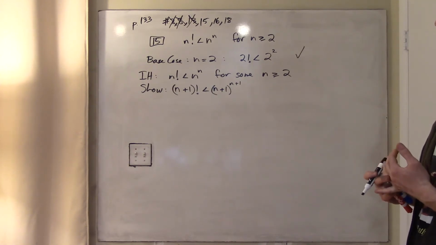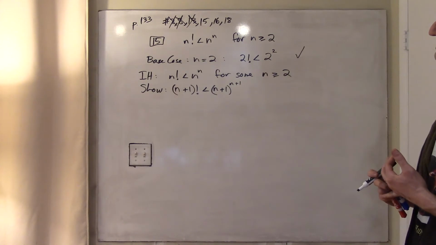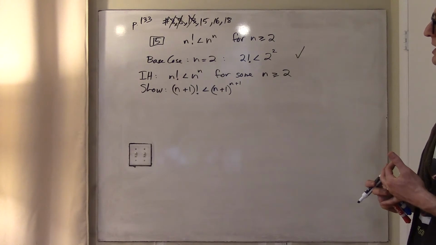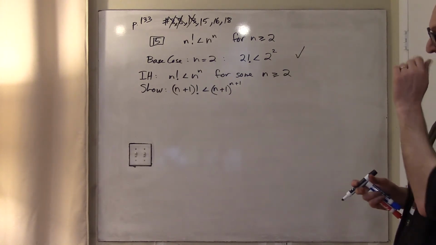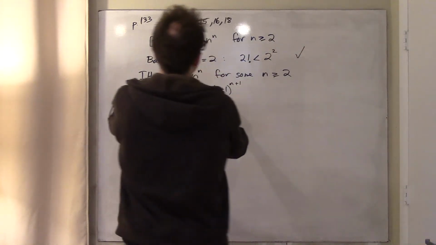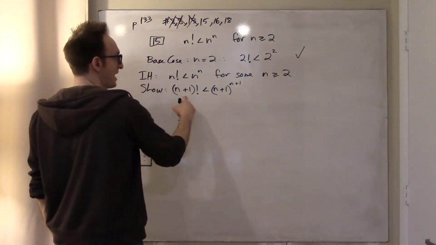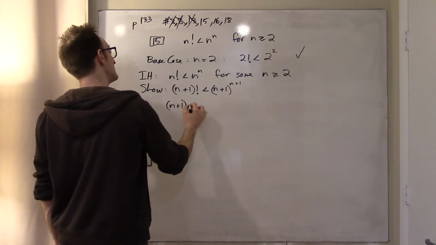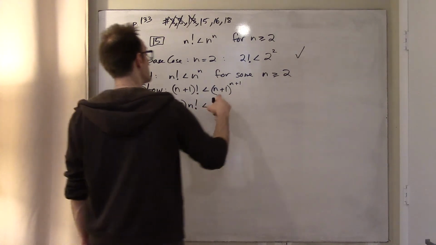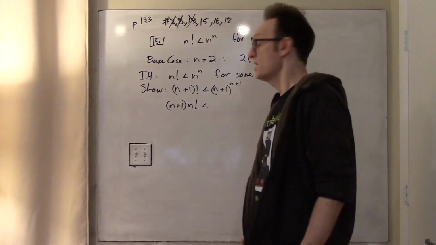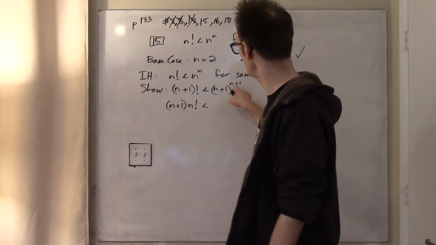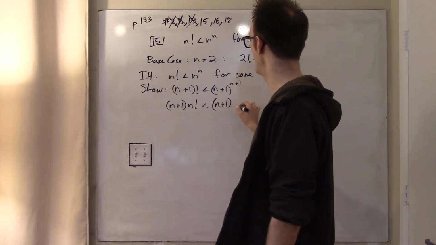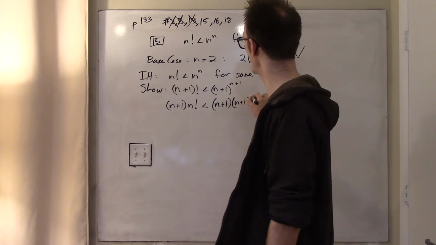What should we do? Well, I have a system. My system says try to make things look as much like your inductive hypothesis as possible. So I'm going to take this thing that I'm trying to prove. What is n plus 1 factorial? It's just n plus 1 times n factorial. And what is n plus 1 to the n plus 1? It's a product of a whole bunch of n plus 1s. How many? n plus 1 of them. So I could write this as n plus 1 times n plus 1 to the n.